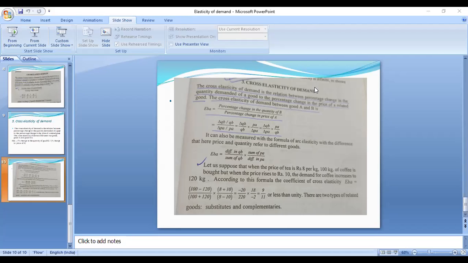Medicine, necessary salt. So this type of necessary commodities, whatever price changes, it may increase or decrease, it is not at all affected the demand for the commodity.